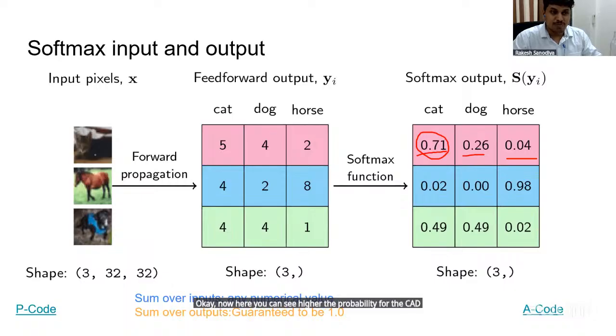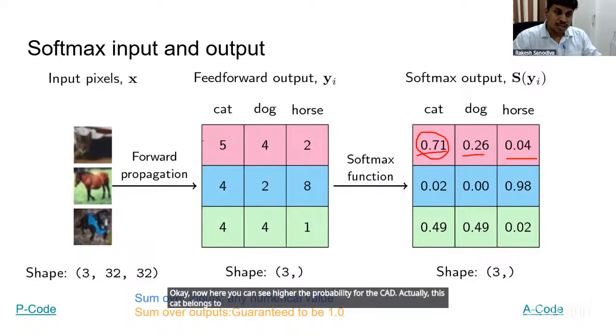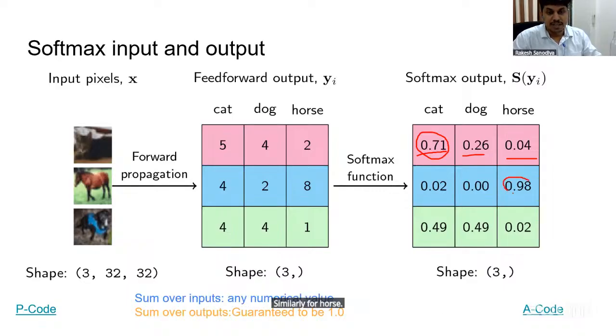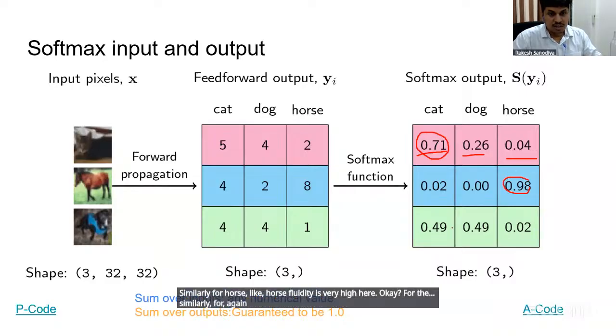Actually this cat belongs to this particular class, so definitely you can say that the chances of this belonging to cat are higher here. Similarly for horse, the horse probability is very high here. And for this other horse here, you can see 50-50, it may look like a cat or a horse. So these numbers can be generated with the help of softmax.